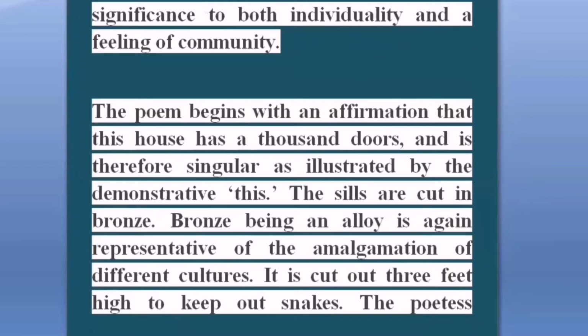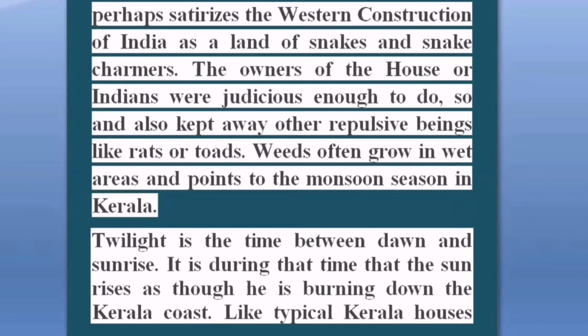The poem begins with an affirmation that this house has 1,000 doors and is therefore singular, as illustrated by the demonstrative this. The sills are cut in bronze, bronze being an alloy, again representative of the amalgamation of different cultures. It is cut out 3 feet high to keep out snakes. The poetess perhaps satirizes the Western construction of India as a land of snakes and snake charmers. The owners of the house, or Indians, were judicious enough to do so and also kept away other repulsive beings like rats and toads.